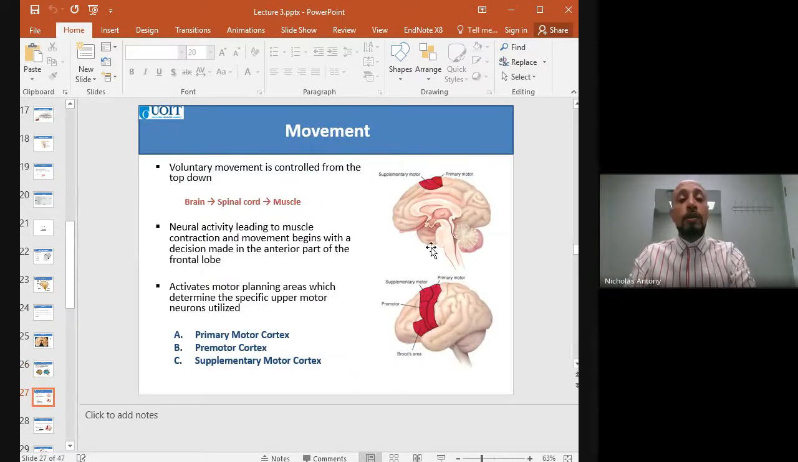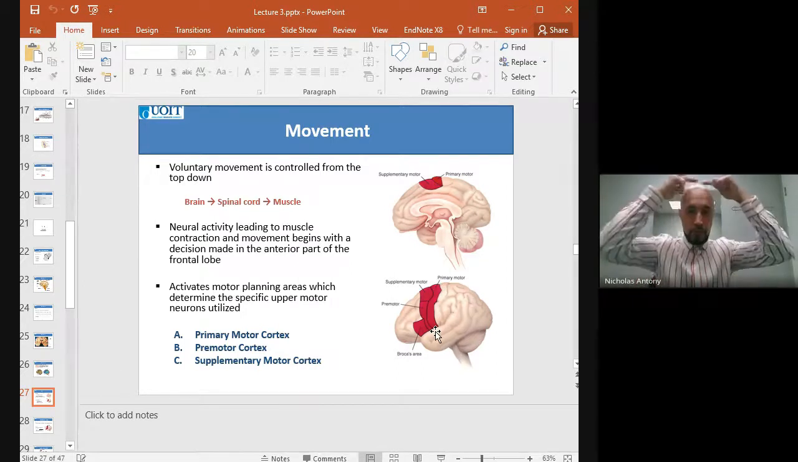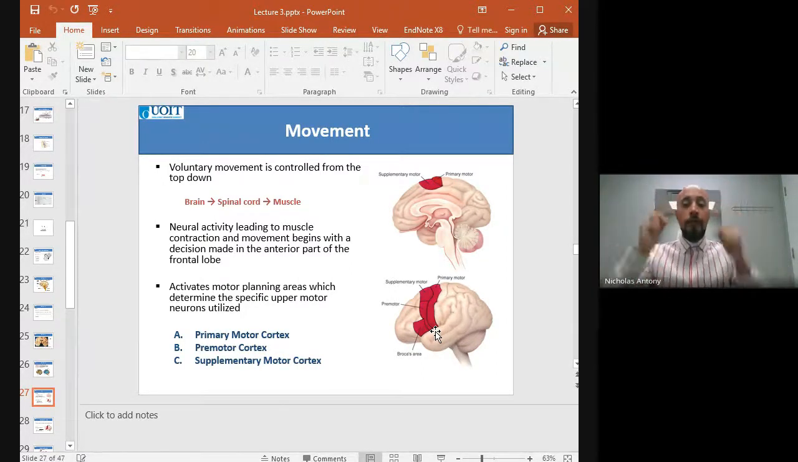The reason why the central sulcus is important, so this is an anatomical landmark in the cerebrum, it's a line that runs through here, is because it signifies the beginning of our motor area versus our sensory area. Our main motor planning areas are the primary motor cortex, the premotor cortex, and the supplementary motor cortex.